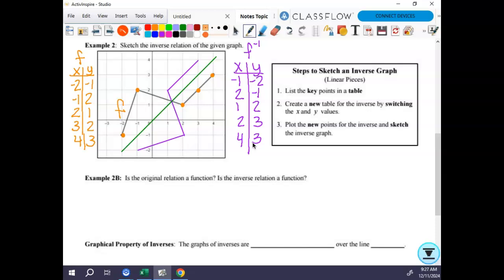And so then when we go to plot these points, let's go ahead and plot these. So (-1, -2), mine are already there. (-2, -1), (1, 2), (2, 3), and (4, 3). Okay, don't worry about the green line there just yet, but plot your points from your second table.